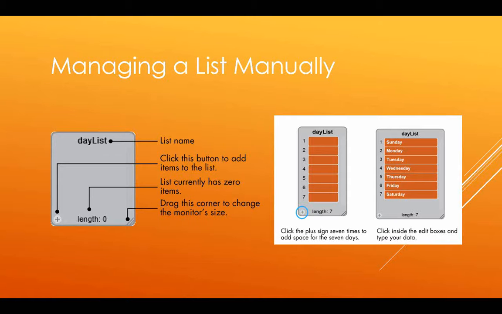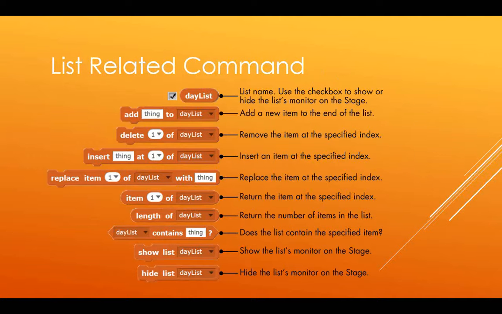Reason being, your list might be very long and it'll scroll, so you won't be able to see easily what the last item is. And you can also resize your list using the little drag handle in the bottom right hand corner. But coming back to the blocks, we've got add thing to your list. That just adds another element to your list. It always adds it at the end unless you ask it to do otherwise, which we'll get to.